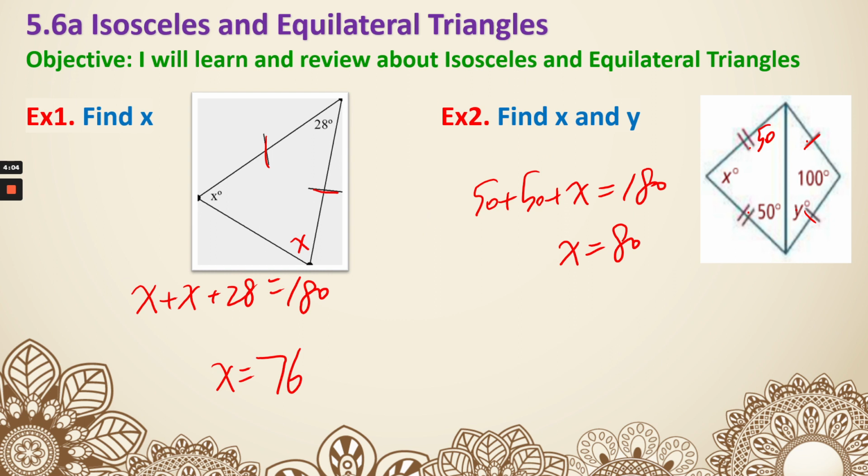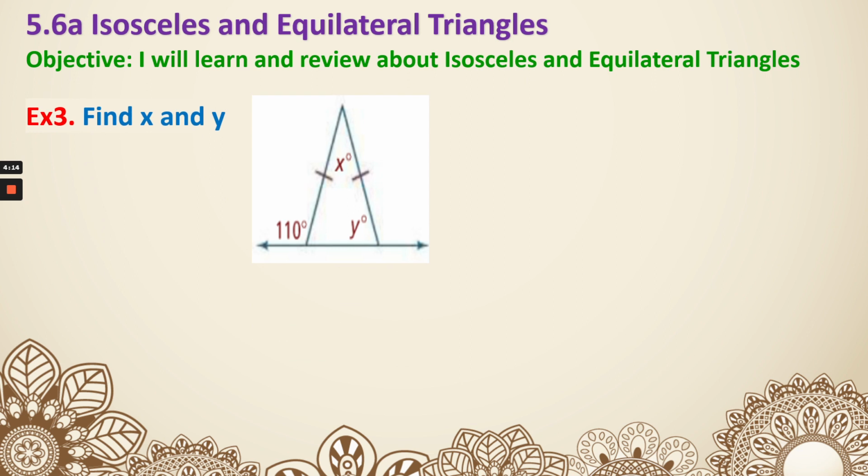Example 3. If this is 110, since that is a linear pair with the angle, we know this is 70 degrees. And if these 2 sides are congruent, that means y is 70 degrees. Well, actually, y is 70, it already has it. And then we know 2 70s and an x, so 70 plus 70 plus x is 180, or x equals 40. That's example 3.